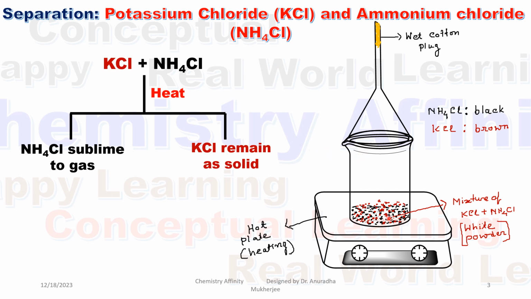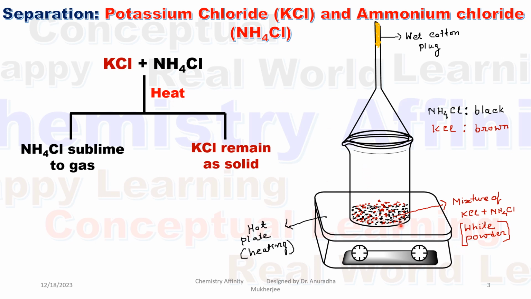In a beaker we have taken KCl and ammonium chloride mixture. KCl and ammonium chloride both are white powder, but for our understanding we have drawn ammonium chloride as a black powder and KCl as a brown powder. Now the top of the beaker is closed with a funnel, and the top of the funnel is closed with a wet cotton plug, and the entire setup has been kept on a hot plate which we use for heating.